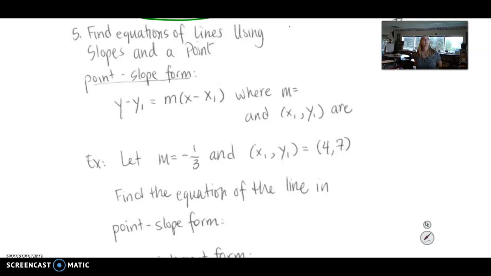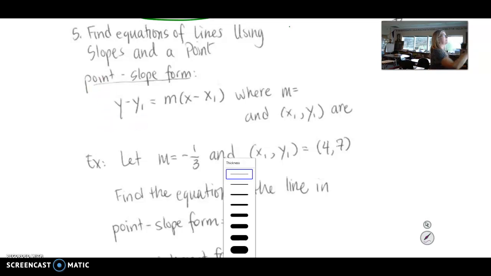Hi, welcome. This is going to be a video covering the second part of linear functions from 8.4. We're going to start off today with finding equations of lines using slopes and a point. So we're going to use this formula, which is called the point-slope formula for an equation of a line.